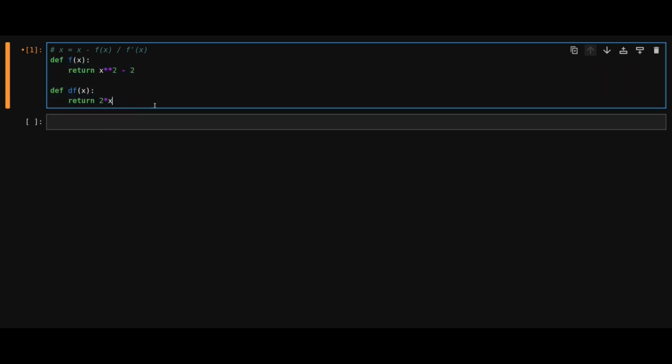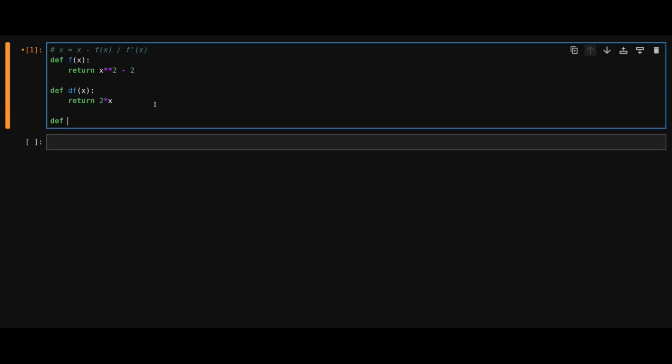So let's first write a general algorithm for Newton's method. I'll call this def, and I'll name this function f solve. This is our function that's going to apply Newton's method, and it's going to take in several inputs: the function f, the derivative of f, we'll call this df, and our initial starting point for x, I'll call this x0. Next, we'll put the max number of iterations to apply Newton's method, I'll call this n.